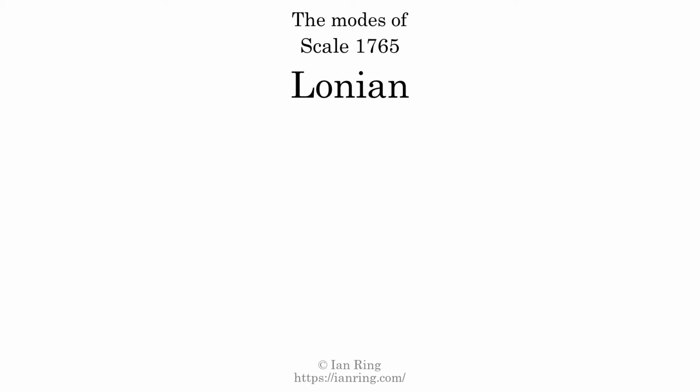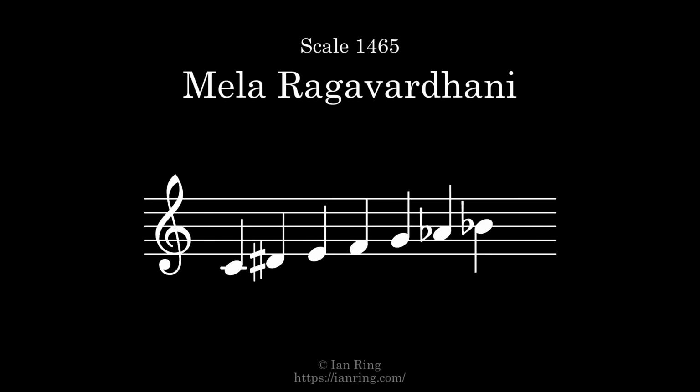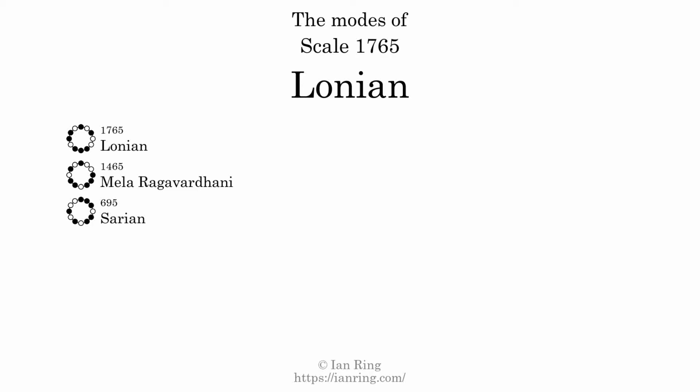This scale has 7 modes. The first mode is itself. The second mode is scale 1465, also known as Mela Raghavardhani. It sounds like this. The third mode is scale 695, also known as Sarian. It sounds like this.